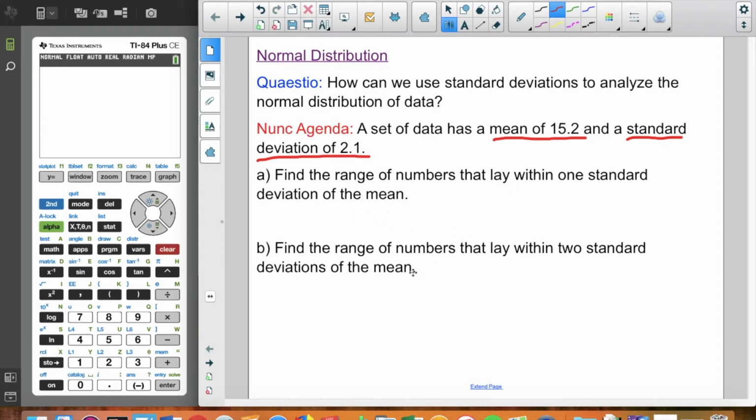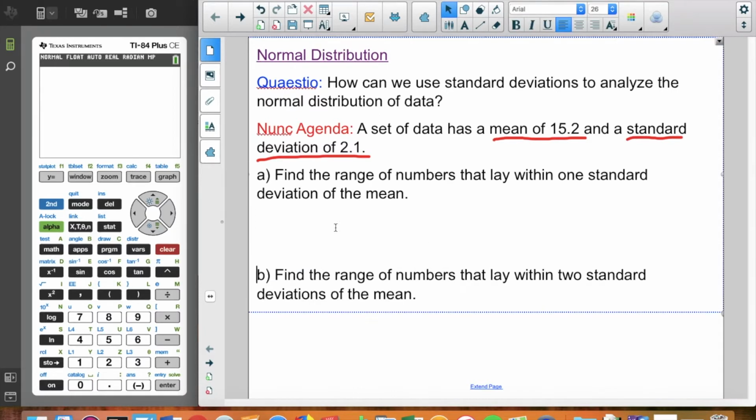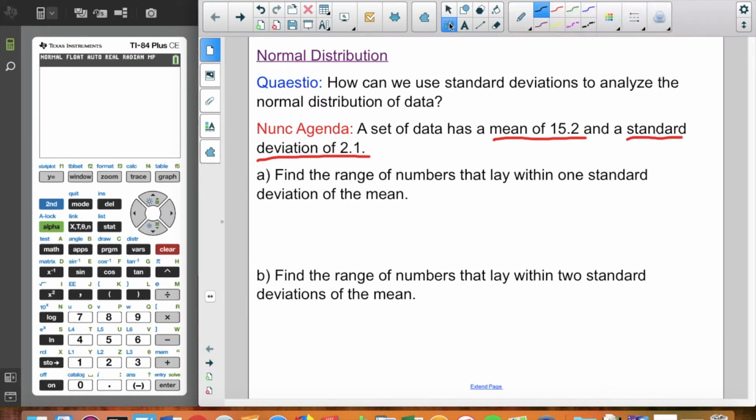Now remember, there were two methods that I showed in the previous lesson. So I'm going to do one of the methods for part A and the other method for part B. The first method was the one with the line. So you draw a line, and in the middle of the line you put your mean. Our mean was 15.2.